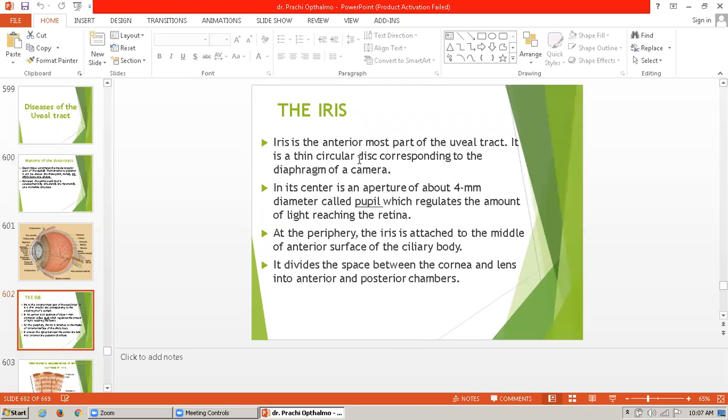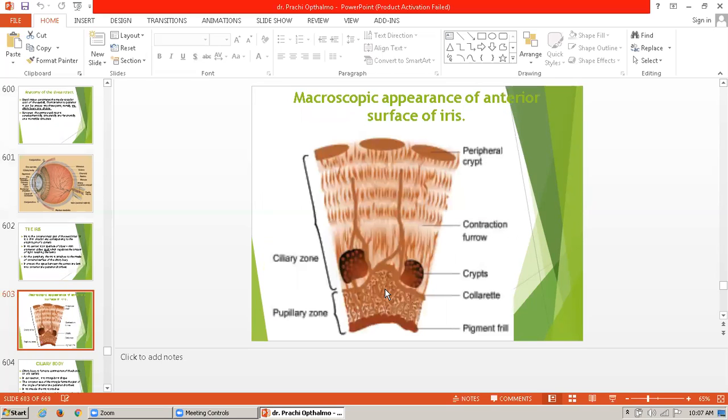The iris is the anterior-most part of the uveal tract, and it is a thin circular disc corresponding to the diaphragm of a camera. At its center is an aperture of about 4 mm diameter, the pupil, which regulates the amount of light reaching the retina. At the periphery, the iris is attached to the middle of the anterior surface of the ciliary body. It divides the space between the cornea and lens into the anterior and posterior chamber.